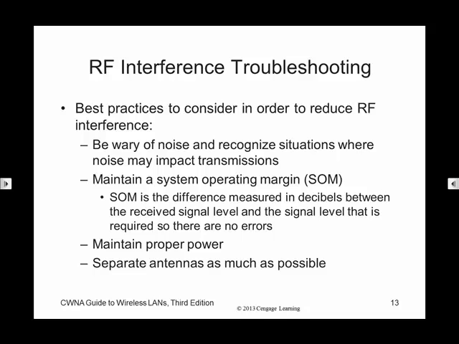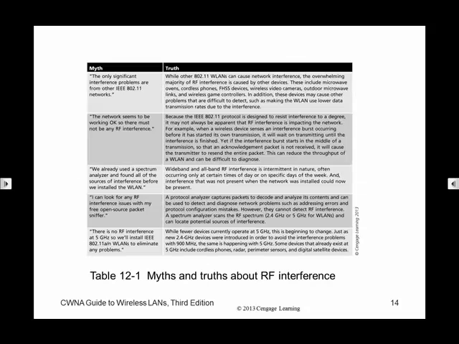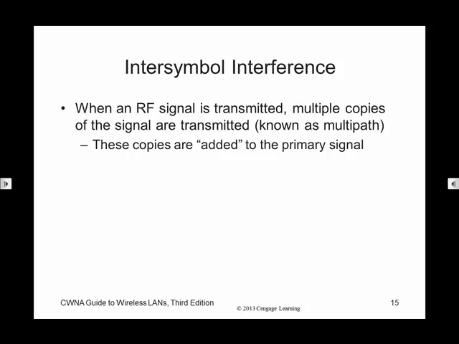RF interference troubleshooting: be wary of the noise and recognize the situation. Maintain a system operating margin. Remember, the system operating margin is how much signal you have above the noise levels that you have. And what we're really talking about here is interference, general interference in a particular area. Set the power levels and separate the antennas as much as possible if we're interfering with ourselves. But the system operating margin needs enough power in order to do those things.